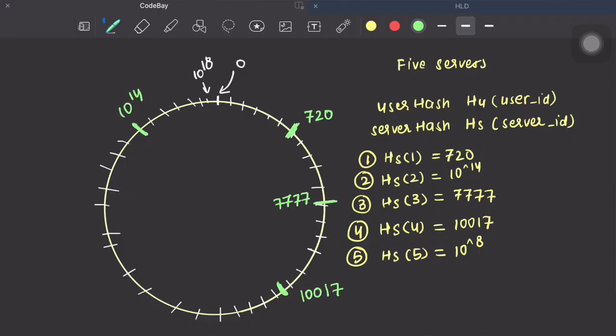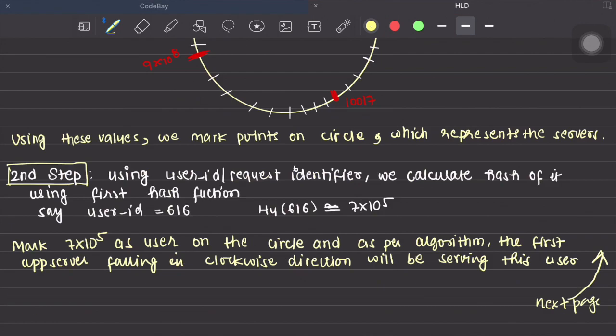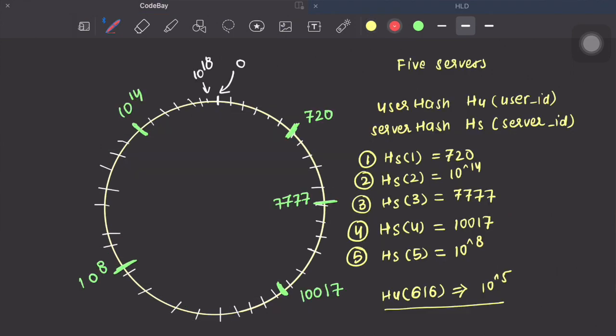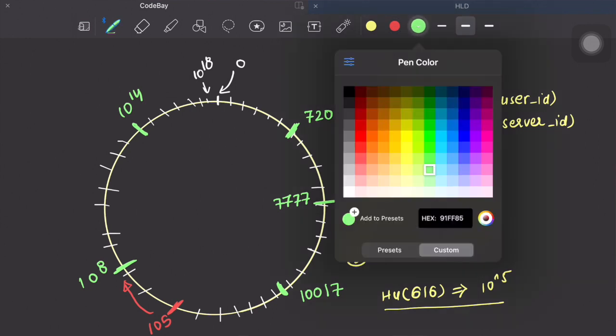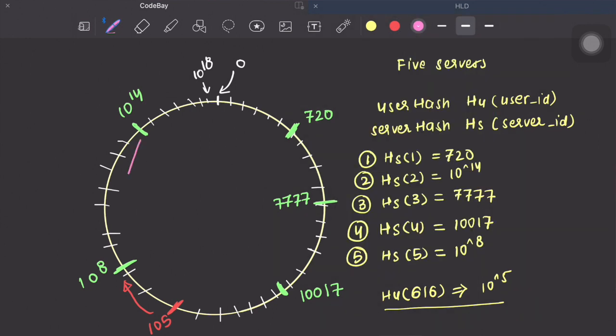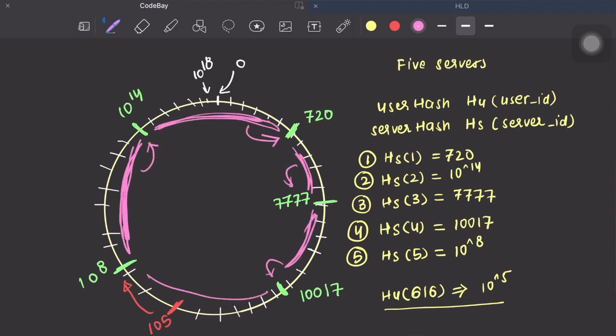Now the second step is, using the user ID, we calculate the hash of it using the user hash function. Say the user ID is 616 and the user hash for this ID is 10 to the power 5 as output. Mark 10 to the power 5 as the user on the circle. Now as per the algorithm, the first app server falling in the clockwise direction will serve this user. So for each user, the server falling first in the clockwise direction will be serving that user. This is the algorithm. Now let's take a situation.